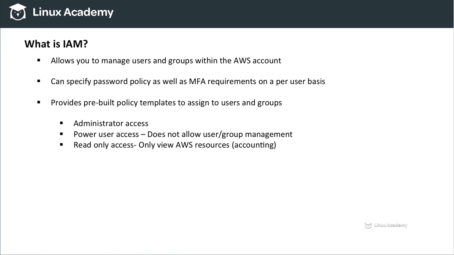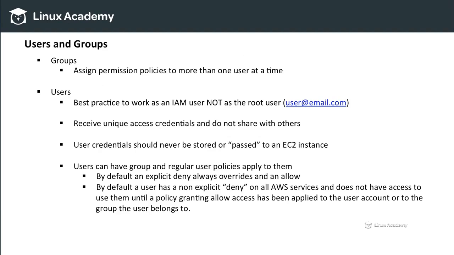But it goes a lot more granular than this. We could grant read-only access to just a specific AWS service. So we'll demonstrate this as well. So users and groups. Groups assign permission policies to more than one user at a time. So we could have a group called developer. We could have 5 of our users be developers and they have the same permissions. We can apply those permissions to one group rather than having to manage each user's permissions individually.